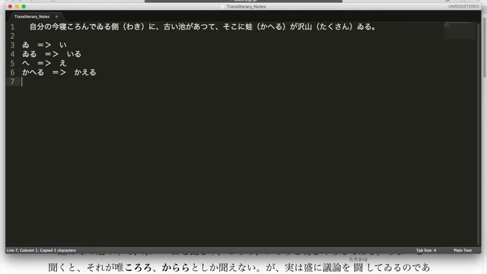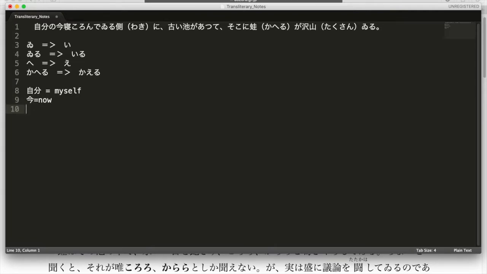So jibun, of course, means myself. Pretty straightforward. Ima is now. Pretty basic vocabulary. All right, nekomu, is to sleep. Now there's a nuance to it which we can look at later, but for our purposes, it's pretty much sleeping. And then we have waki, which is roughly to the side of.